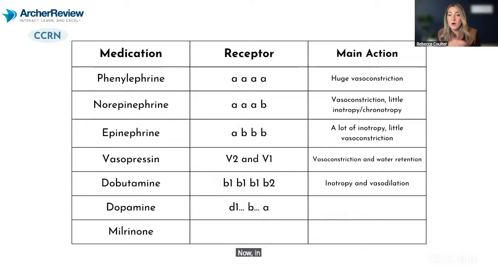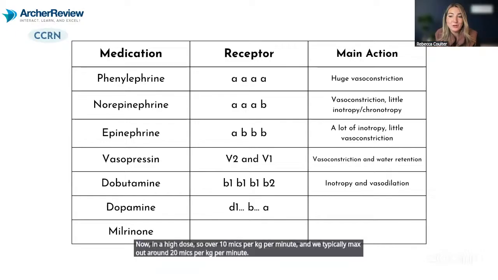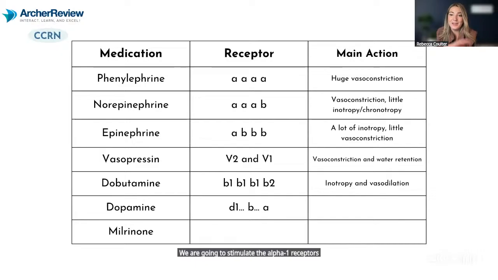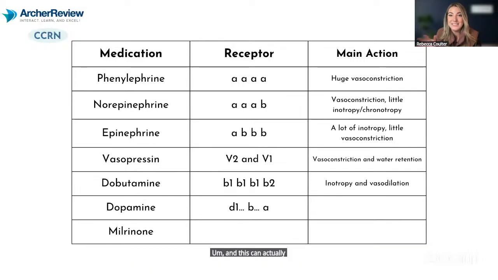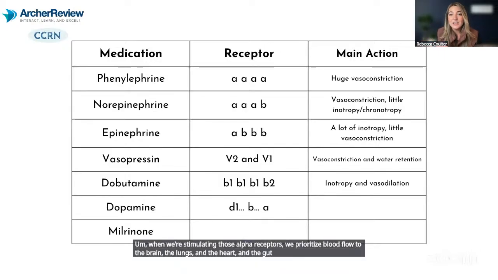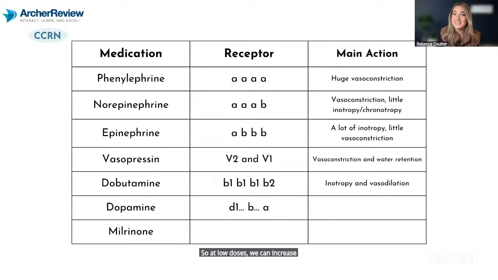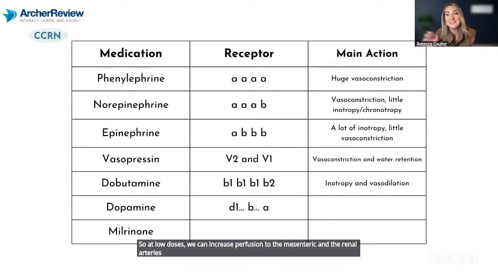Now, in a high dose, so over 10 mics per kg per minute, and we typically max out around 20 mics per kg per minute, we are going to stimulate the alpha 1 receptors, and dopamine will become more similar to norepinephrine or phenylephrine, where we are causing increased vasoconstriction, increased SVR, increased blood pressure. This can actually cause decreased perfusion to the gut and kidneys at that dose, because we know that in our fight or flight response, when we're stimulating those alpha receptors, we prioritize blood flow to the brain, lungs, and heart, and the gut gets neglected. So at low doses, we can increase perfusion to the mesenteric and renal arteries, and at high doses, it's going to do the exact opposite.